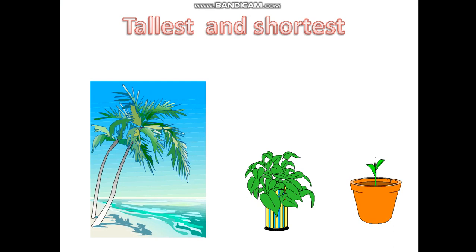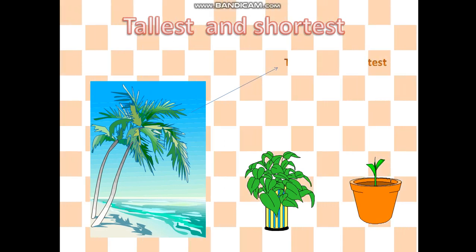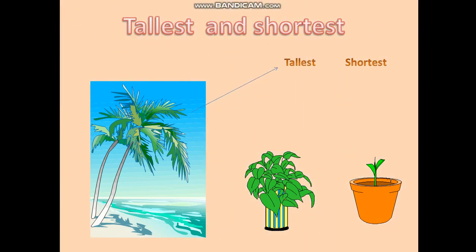Which of these are tallest and shortest? There are one tree, one plant and one little plant. So we can say the tree is the tallest out of 3. In my right hand, the little plant here, we can say it is the shortest.